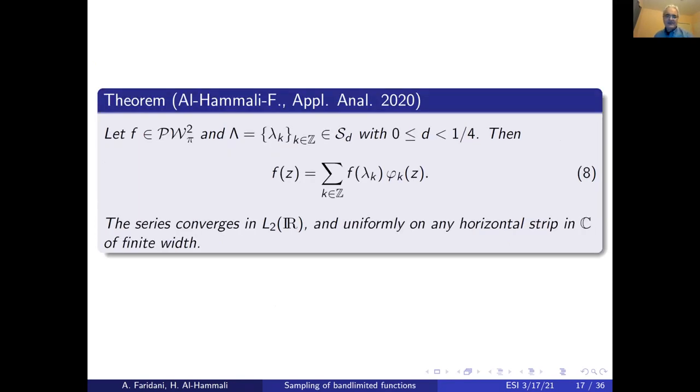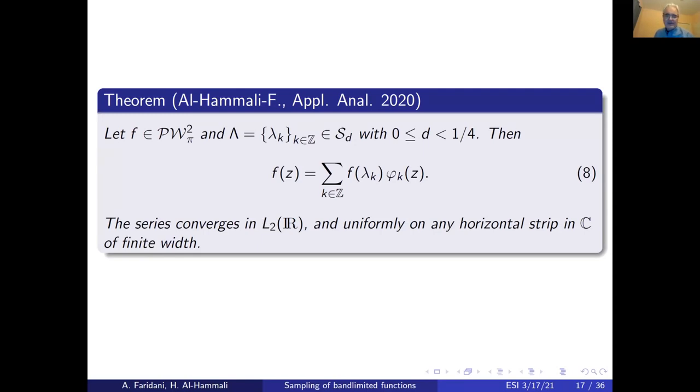And this allows us to state the non-equidistant version of the classical sampling theorem for sampling sets lambda in S sub d. This theorem was published last year in Applicable Analysis. Let f be in the Paley-Wiener space, let lambda be in S_d with d less than a quarter, then f of z can be reconstructed by the sum over k in Z of f of lambda k, phi k of z. This series converges in L2 of R, and uniformly on any horizontal strip in the complex plane, a horizontal strip of finite height, I would say, rather than width.